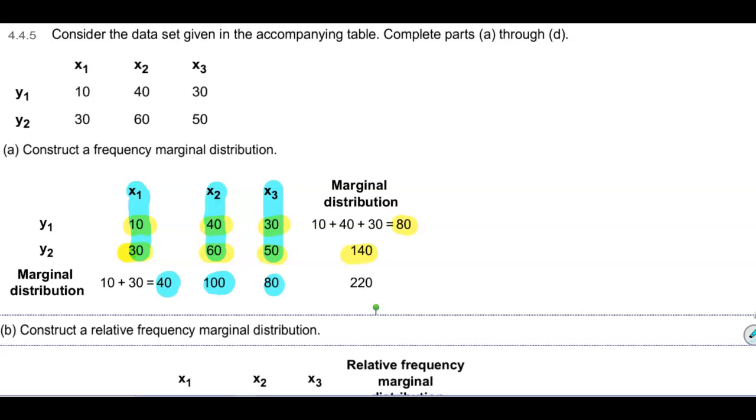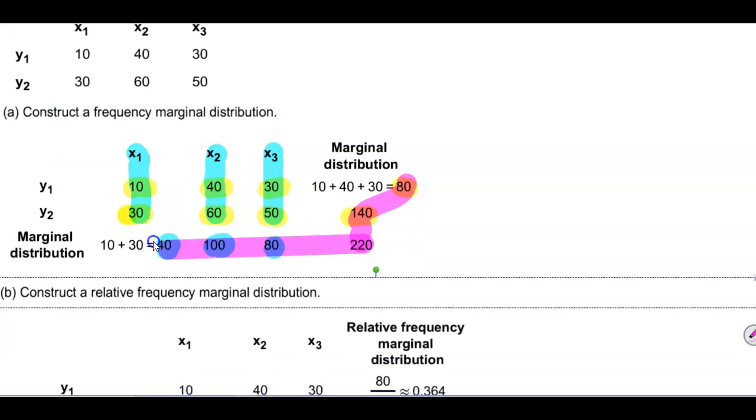Now, the other thing we should pay attention to is that if we add this column of totals together, we get the value of 220. And likewise, if we add up this row of totals, we get a total of 220. And therefore, this finalizes our construction of a frequency marginal distribution.